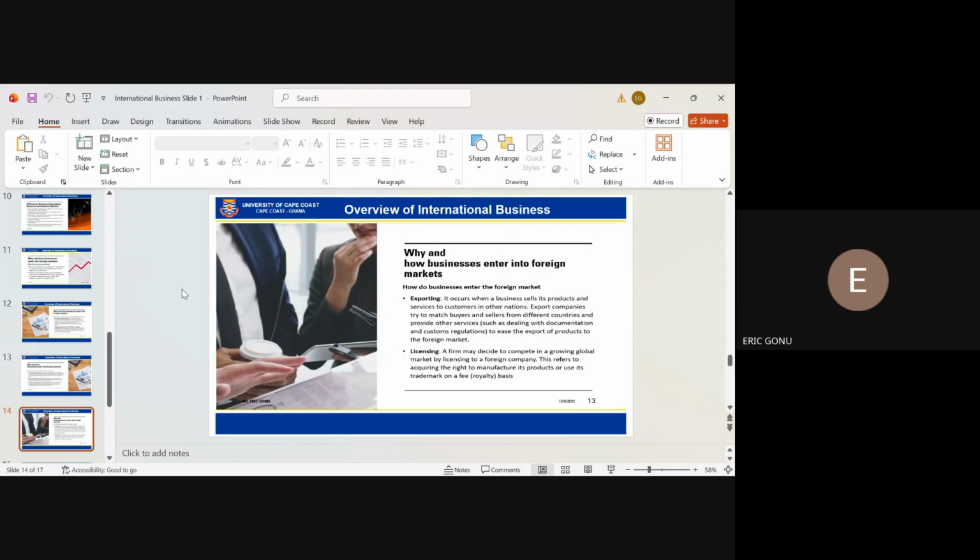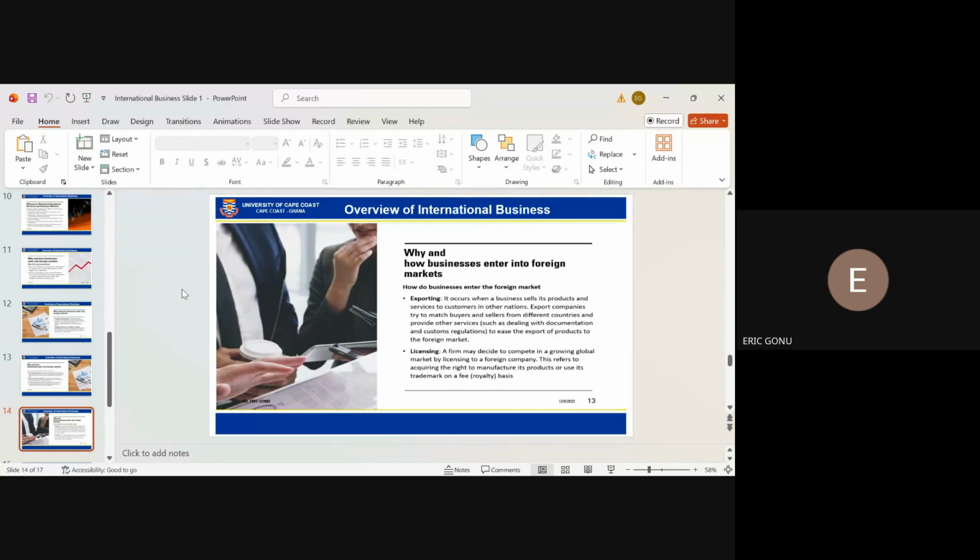Now, the last component is why and how businesses enter into foreign markets. How do businesses enter? We want to go to the US, the UK, China for international business. What are some of the forms that allow us to do those? The first, and the popular way of entering a foreign market, is through exporting. It occurs when a business sells its products to customers in other nations.